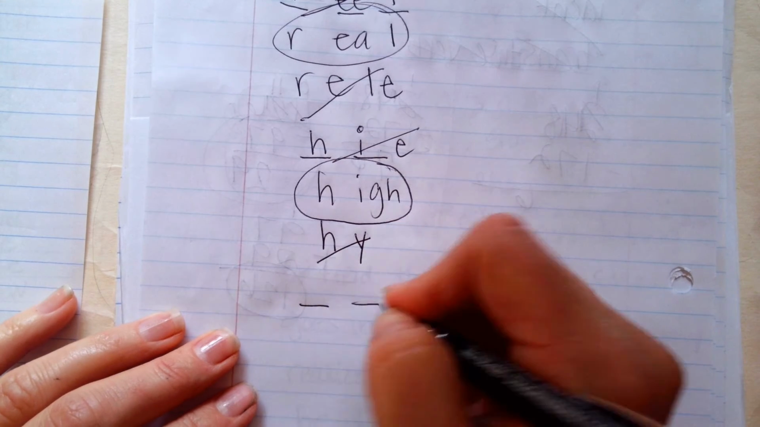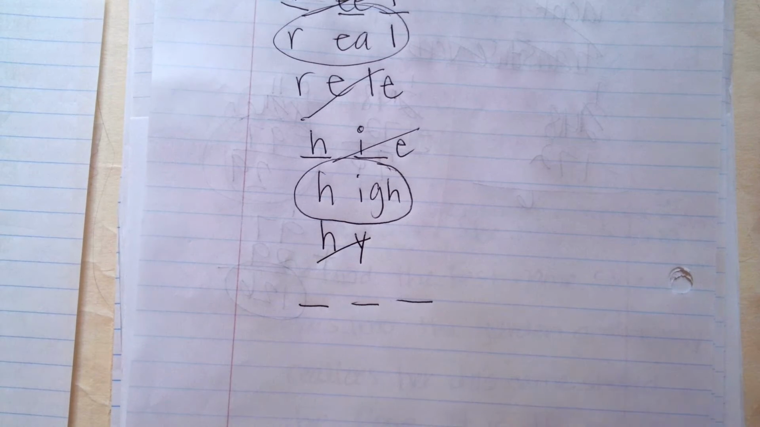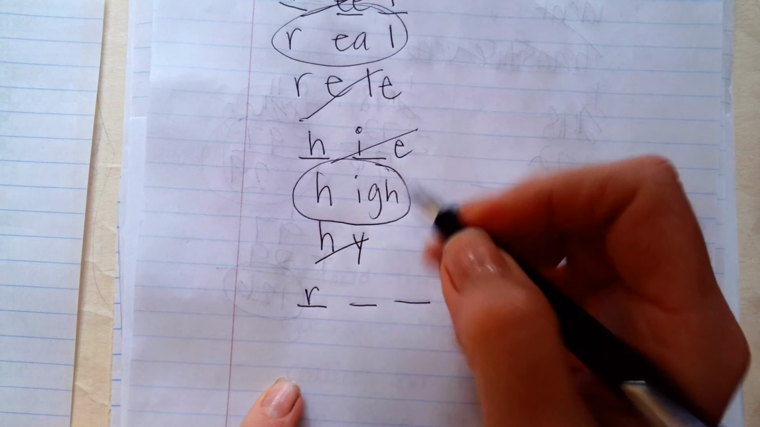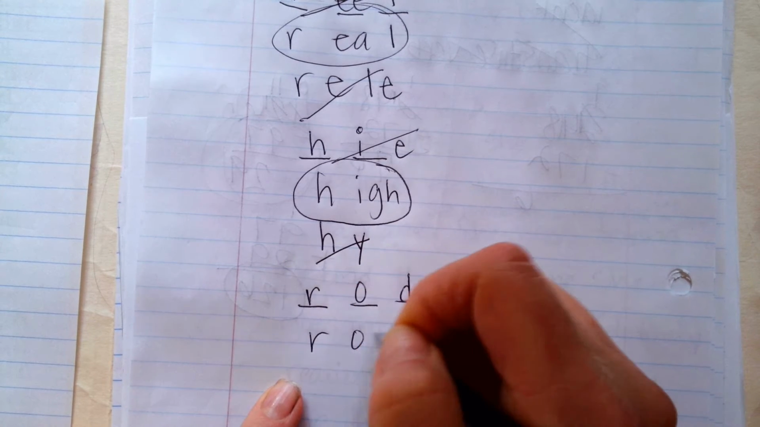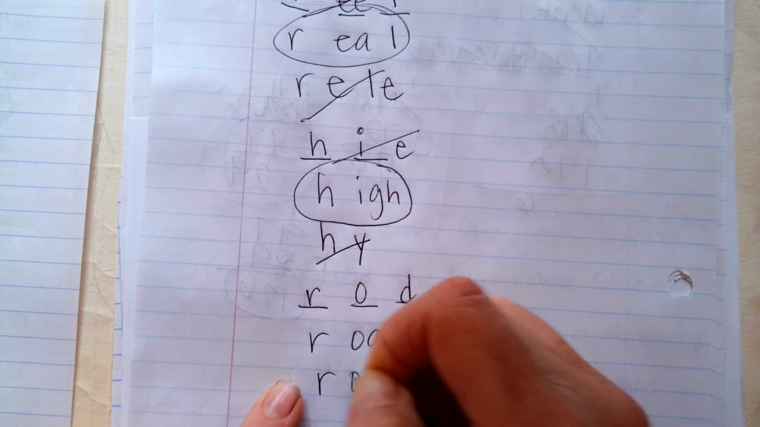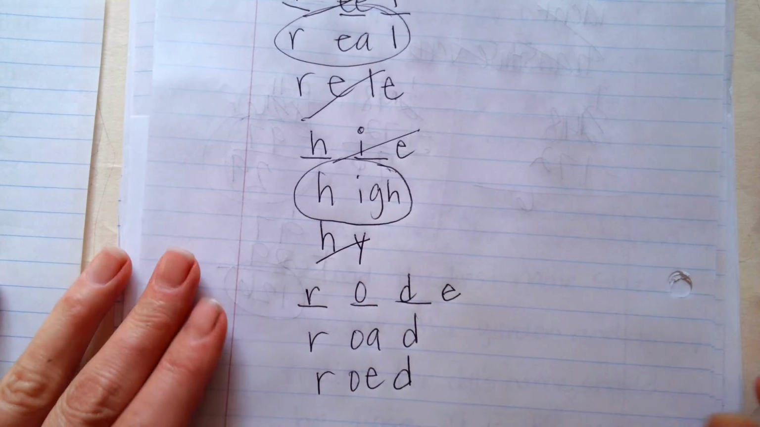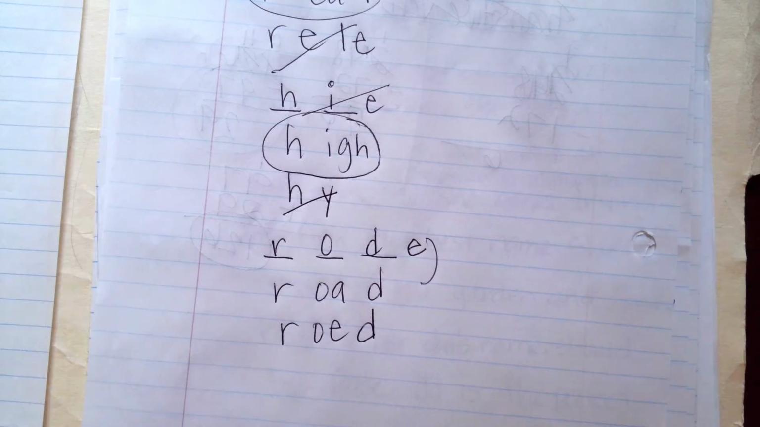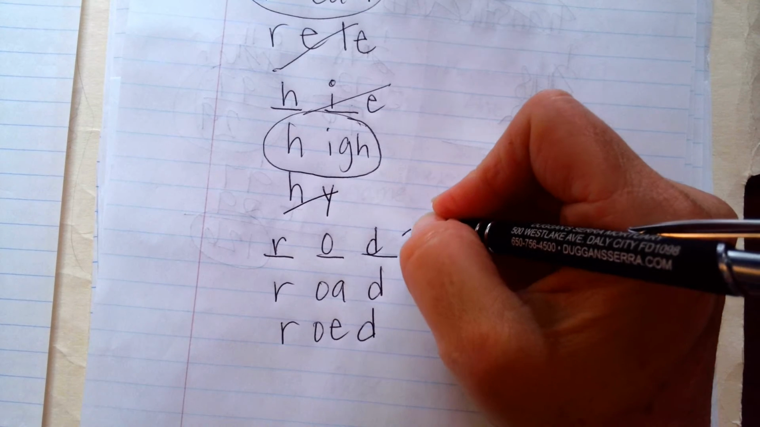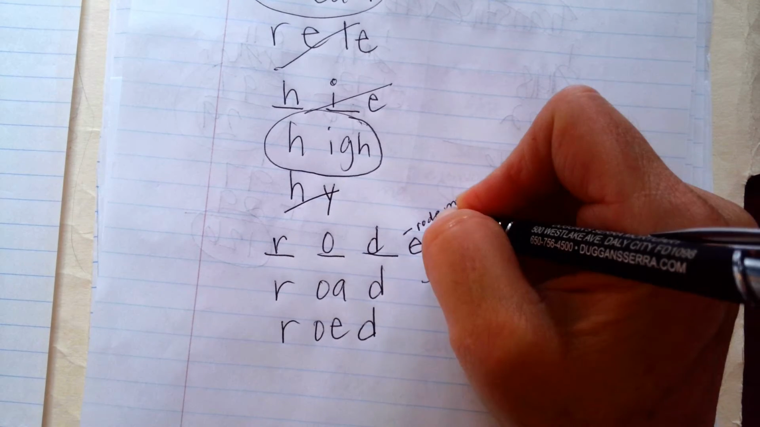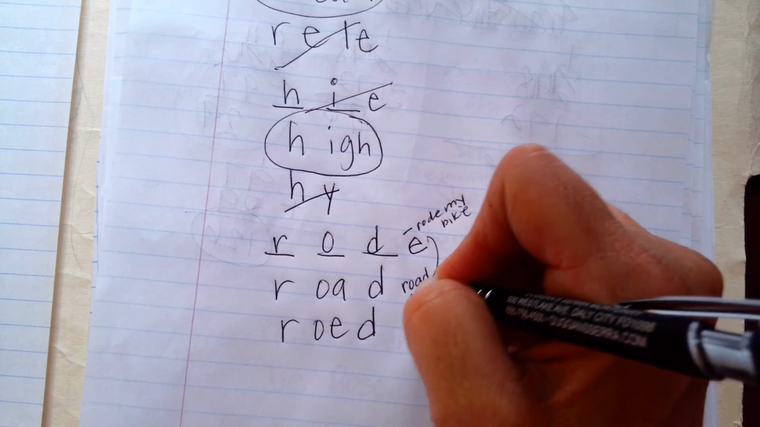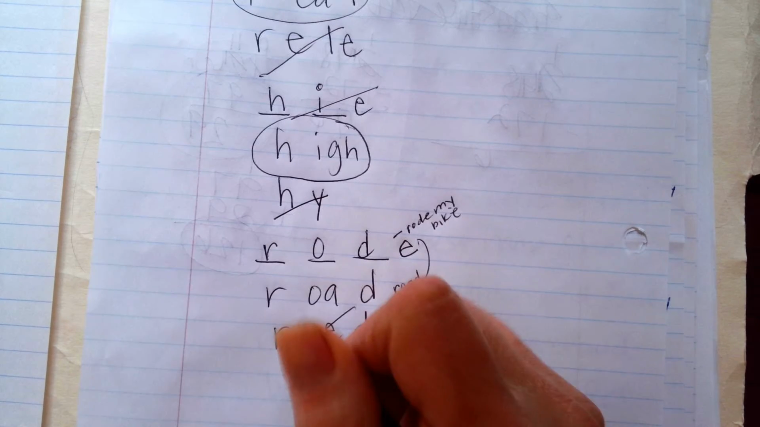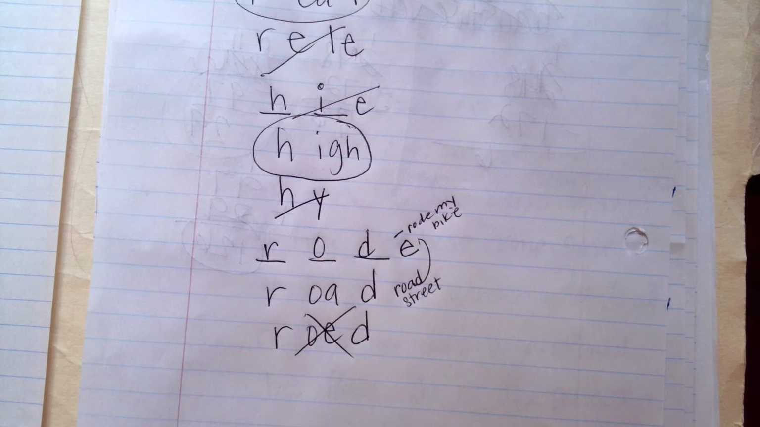Okay, road. We're going to have three ways that we could spell it. And actually, it happens that two of these ways are correct. This one is like, I rode my bike. And this one is, I went down the road, which means the street, right? And then this one is just nonsense. So you can practice those two forms of the word road.